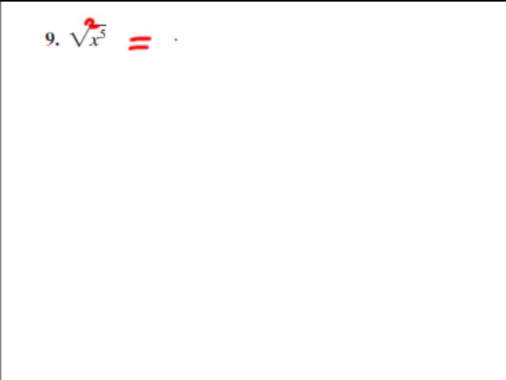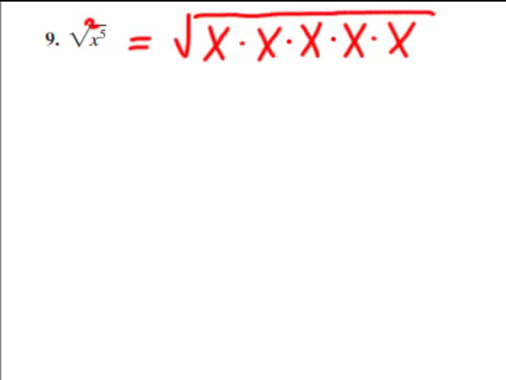So the very first problem, problem 9, is the square root of x to the 5th power. Again, if they don't tell you what the index is, we always assume that it's 2. So that means that we can simplify. X to the 5th is really x times x times x times x times x. If it's a square root, that means we need groups of 2 before we can leave the square root.